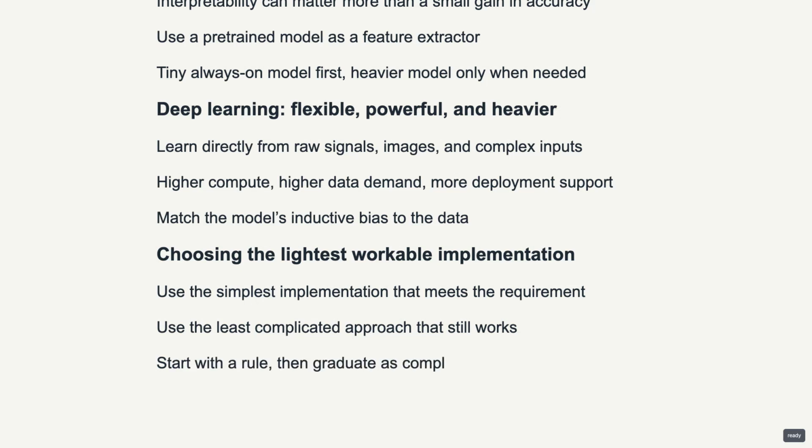For the Riverwatch node, the path is straightforward. Begin with a derived feature rule if the signal is stable. Move to classical ML when the environment becomes noisier, and use deep learning only when the pattern is too rich for shallow features. The right method is the one that still fits the device before the field conditions force a redesign.